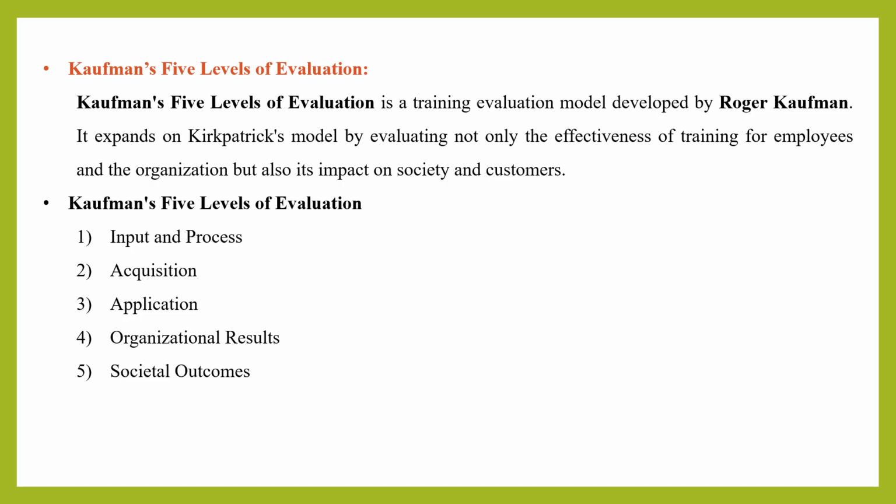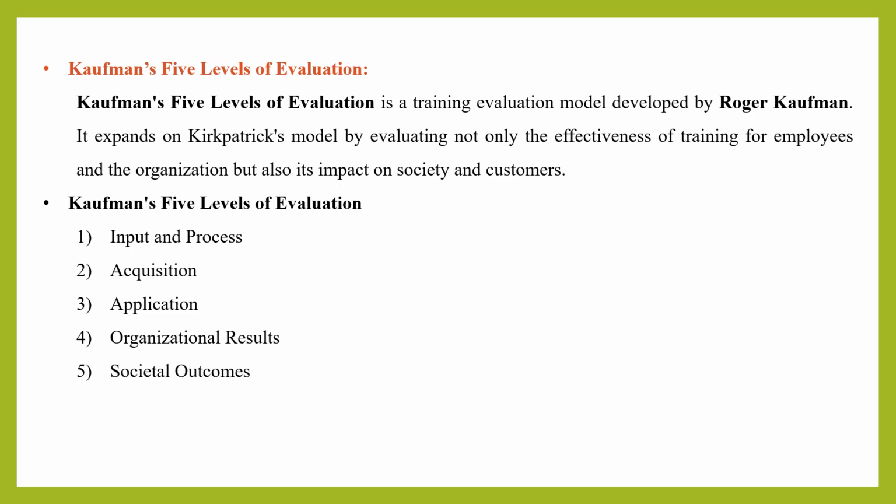So let's understand all five levels one by one. Level one is input and process. At this stage, the organization checks whether the training program has been properly planned and delivered. It answers questions like, was the training content appropriate, was the training material useful, etc. The goal is to ensure that the training process is organized effectively before evaluation is done for the particular outcome. The second level is acquisition. Here, the organization measures what employees have learned from the training.